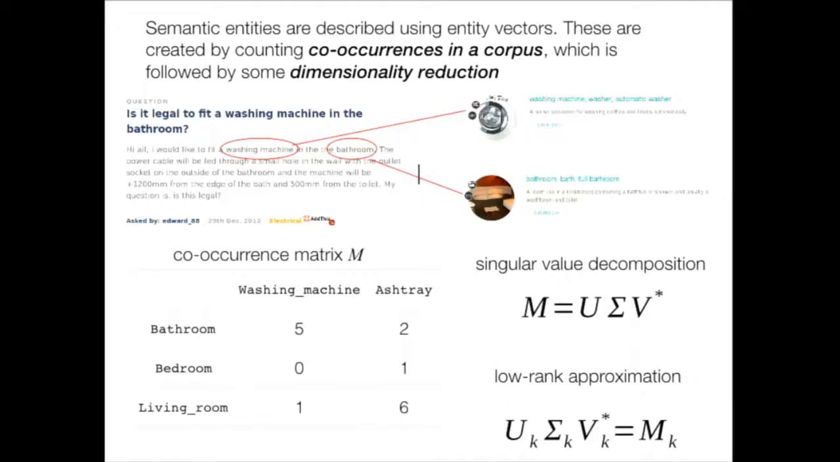Or in fact, someone else did the co-occurrence counting on Wikipedia. That gives you a co-occurrence matrix. So in this case, we found washing machine and bathroom together, which means we get an extra increment in our washing machine and bathroom entry there.